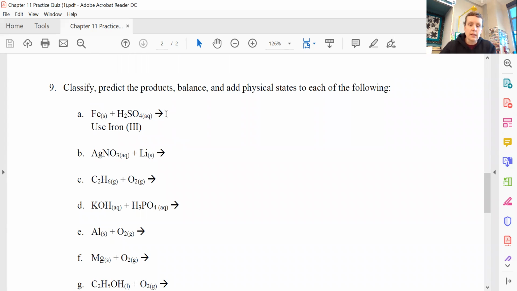So here, this is a single replacement. We're going to classify. Predict the products. Iron's going to kick hydrogen out, so H2 gas. And then iron with sulfate, we're using iron 3, so it'll be Fe2(SO4)3, and that is going to be aqueous. Okay.